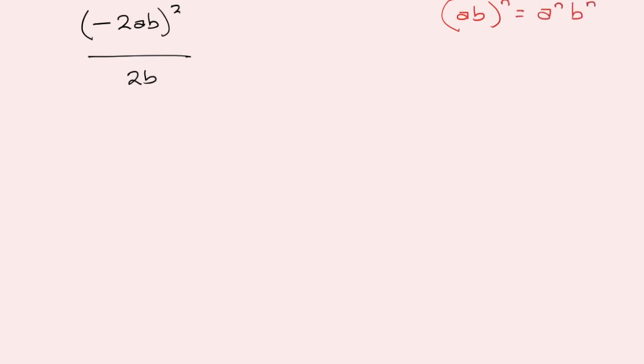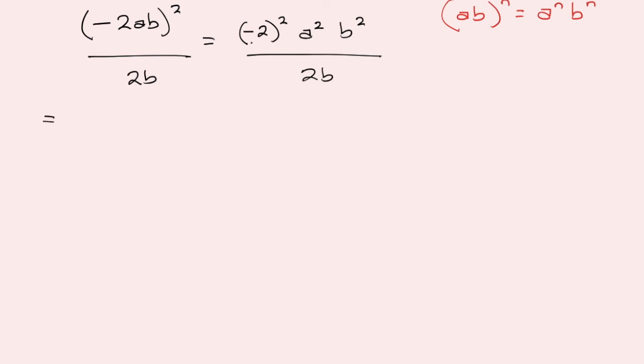The next question says minus 2ab squared over 2b. Simplify this. Now, if we use the rule that says that ab raised to power n is equal to a raised to power n b raised to power n, then we can expand the numerator here, which is going to be equal to minus 2 squared a squared b squared all over 2b.